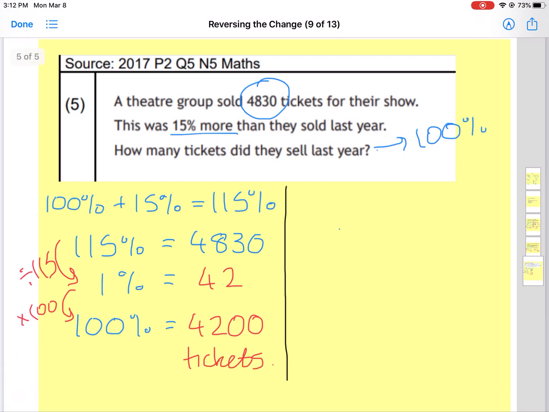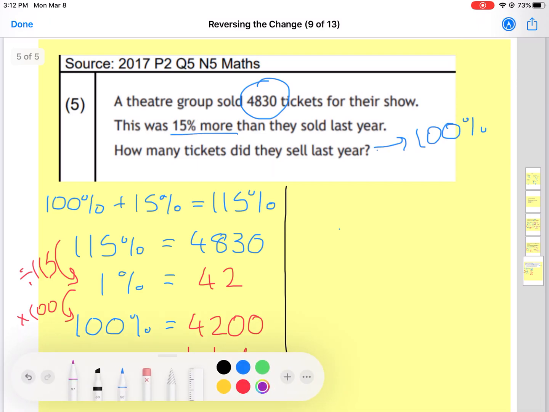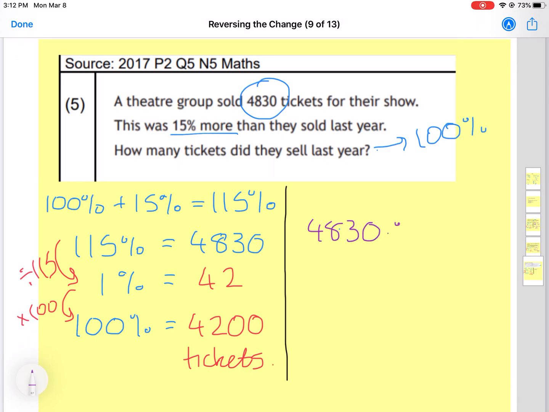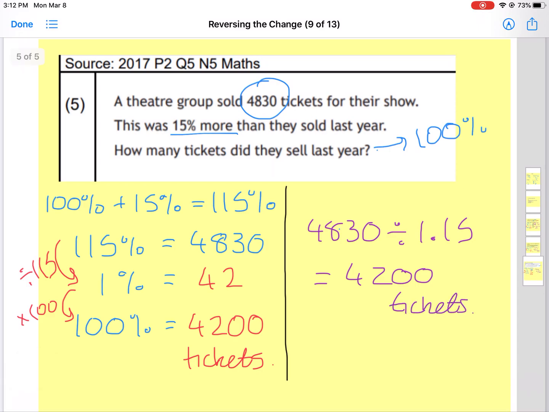tickets for this one. Again with the multiplier, really quickly you would get 4,830 divided by 115 divided by 100, so 1.15, and it would give you 4,200 tickets out for that as well. Okay, both methods work perfectly fine. It's just whatever one you understand more, whatever one you think you'll remember more as well going forward. And if you think you're going to get mixed up between the two different types of percentage questions, then I would use the one on the left and the blue and red writing.